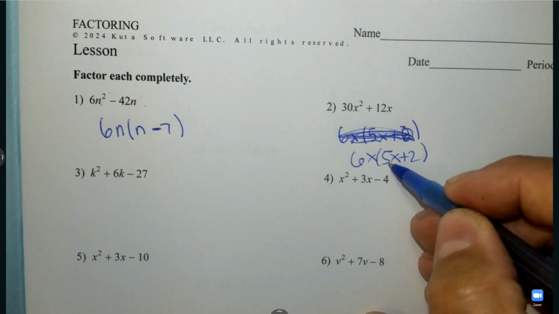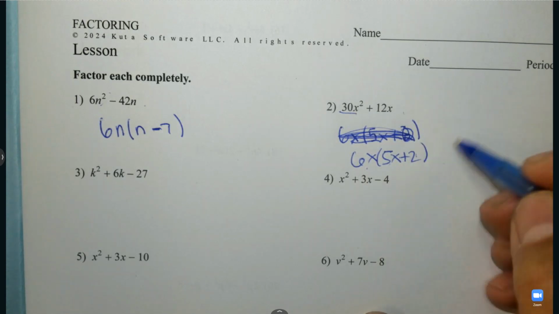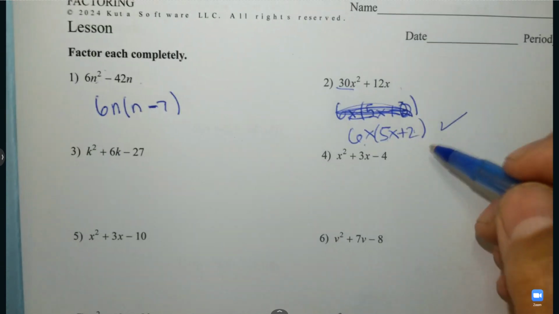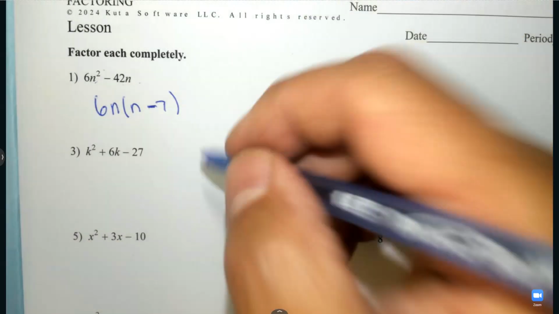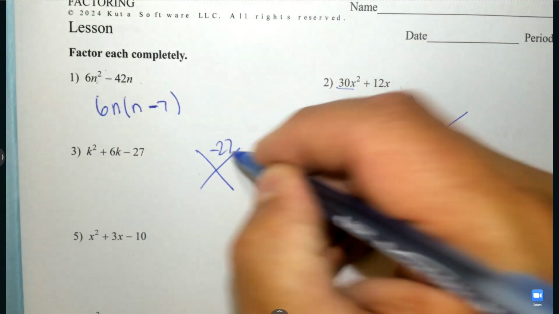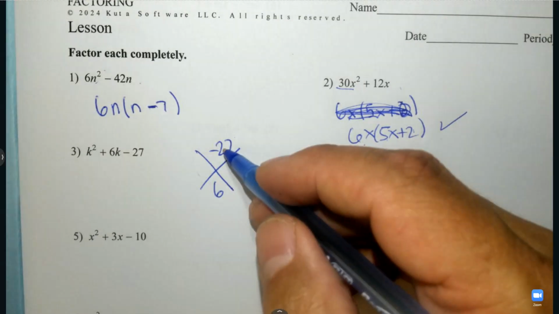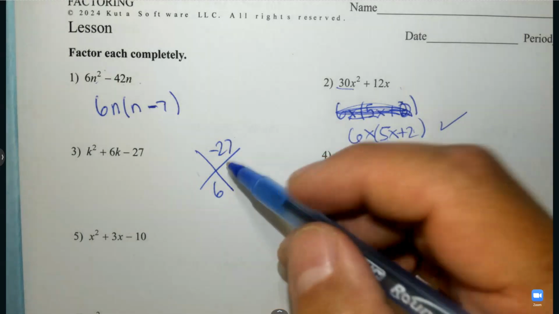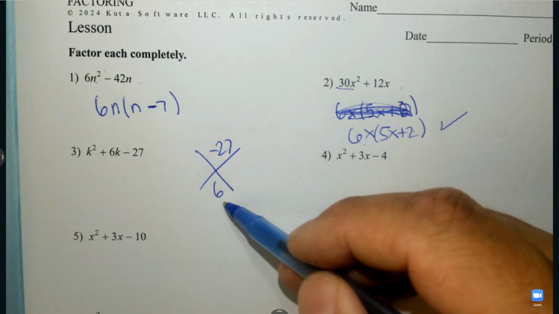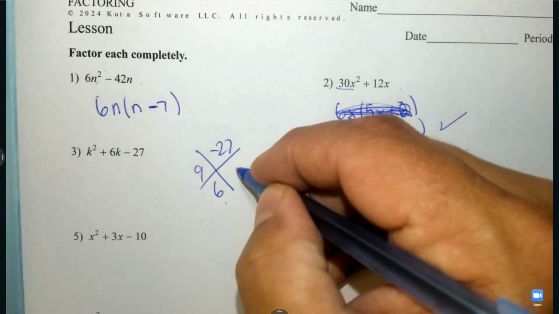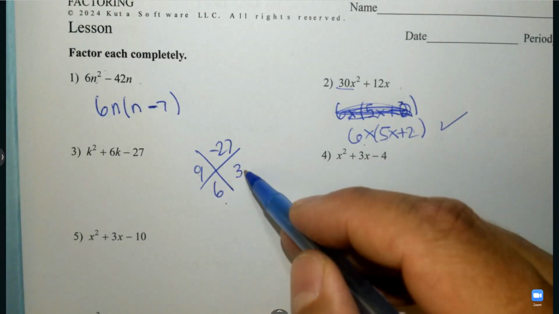What's 6x plus 5x? See how it matches? What's 6x times 2? Perfect. Done. Number 3. This is a trinomial because it has 3 terms to it. So we're going to draw an x, and the number on top is the last number, and then the middle number underneath. 2 numbers that multiply to negative 27. Now, it's important to know that 27 is negative, so they subtract to equal 6. So 9 times 3 is that 27, and 9 take away 3 is 6.